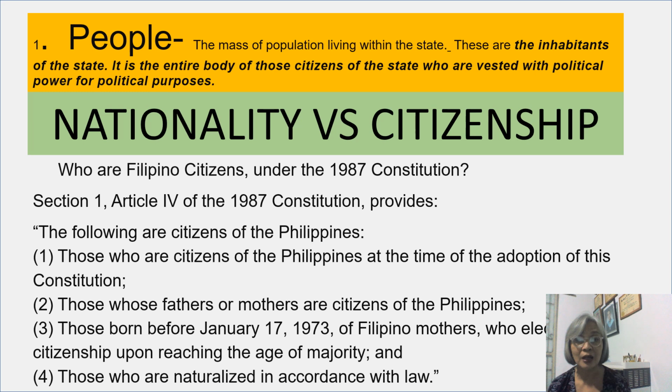Para ma-acquire yung citizenship ng mother, kung ang anak ay ipinanganak noong bago mag January 17, 1973, upon reaching the age of majority, kailangan pang mag-elect ng bata ng citizenship. Otherwise, the child will be bearing the citizenship of the father.